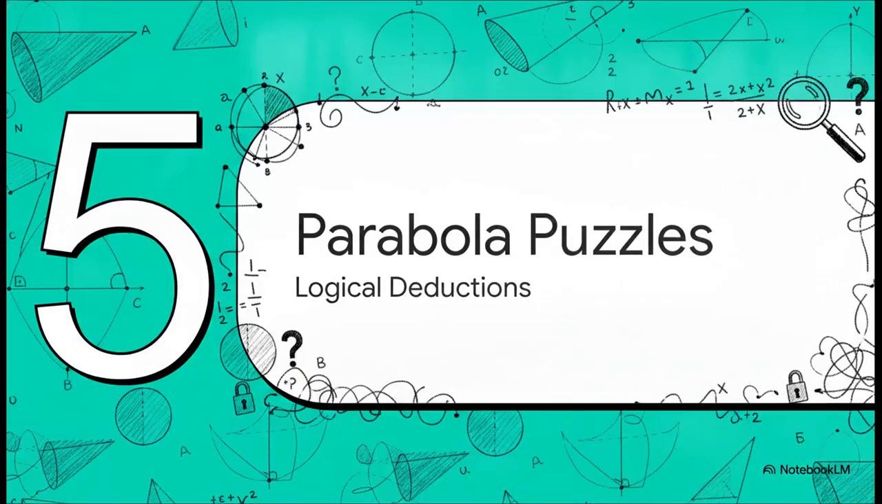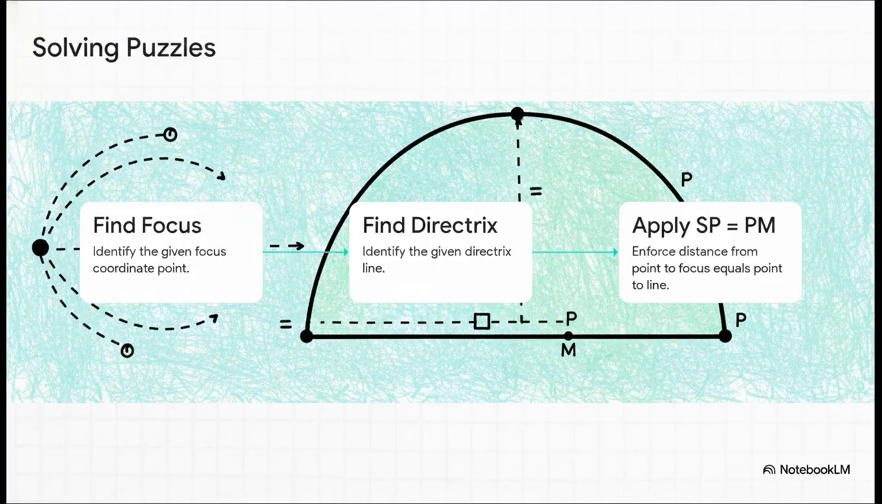Section 5. Solving parabola puzzles. Building a non-standard parabola equation completely from scratch means we have to rely on the absolute core definition of the shape itself. You see, a parabola is really just a collection of points that are entirely equidistant from a single dot, which we call the focus, and a single line, the directrix.